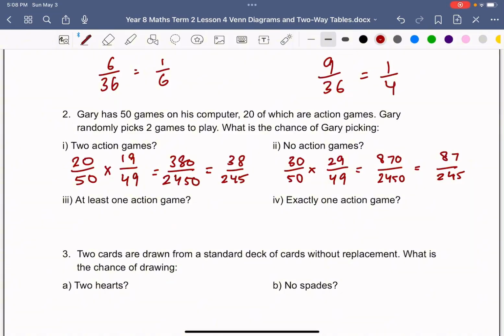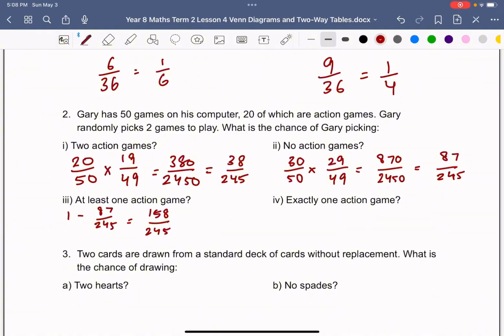At least one action game. So at least one means we do 1 minus the probability of no action games, which we know is 87 over 245. This will give me 158 over 245. Now the last part for this one says exactly one action game.